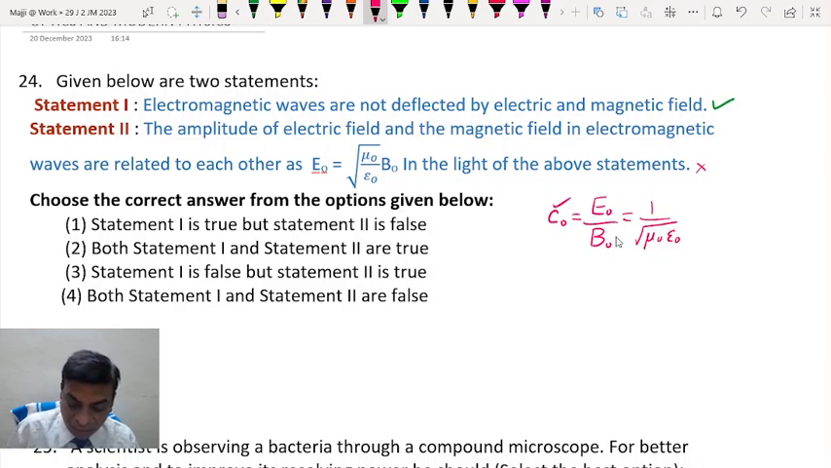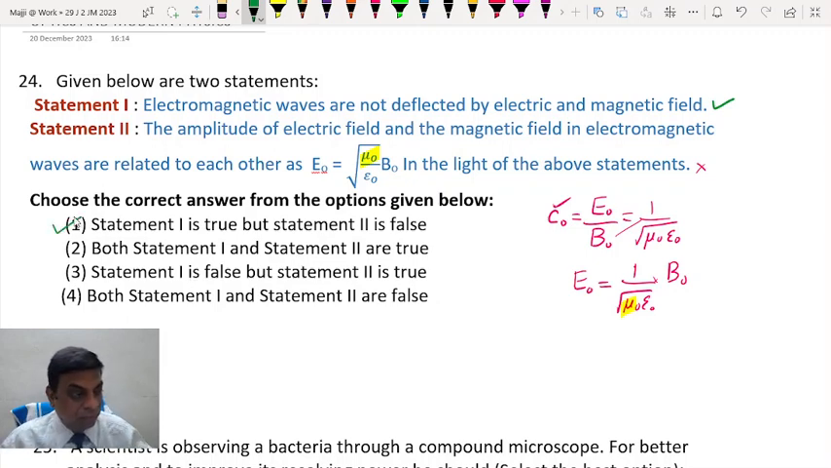So here E naught, the amplitude of the electric field, will be 1 by under root mu naught epsilon naught into the magnetic field. So you can see here mu naught is in the denominator, whereas in the statement it is in the numerator. So statement 2 is false. So the correct option will be statement 1 is true but statement 2 is false. So the first option is the correct answer.